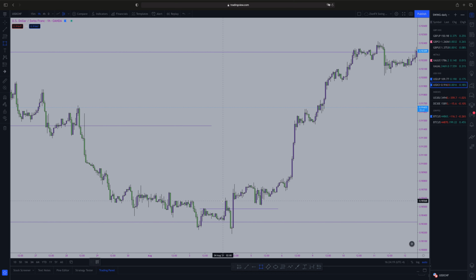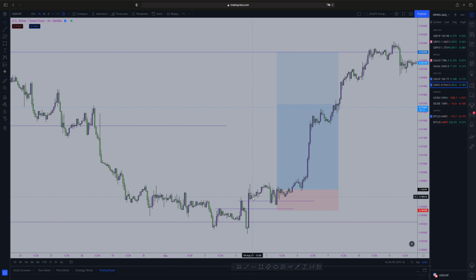And boom. We have our entry right here, engulfing candle. Your stop loss goes below these candles. Your TP is right here. 1 to 6, 160 pips, and you're only risking 24 pips.